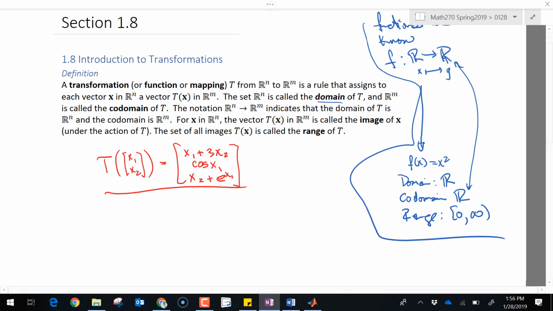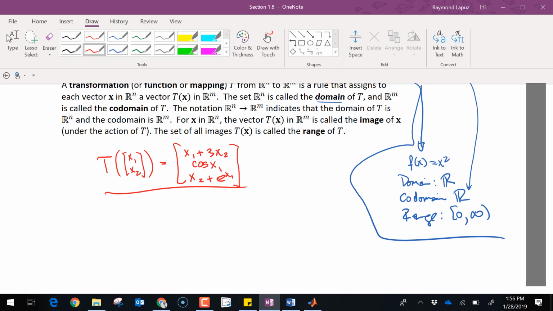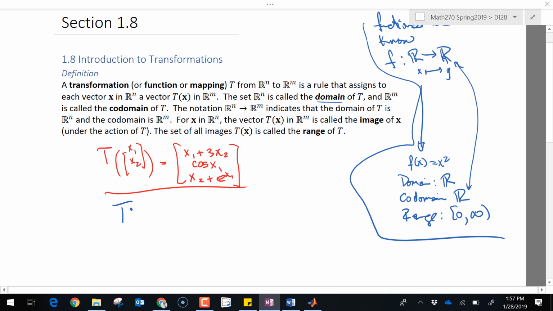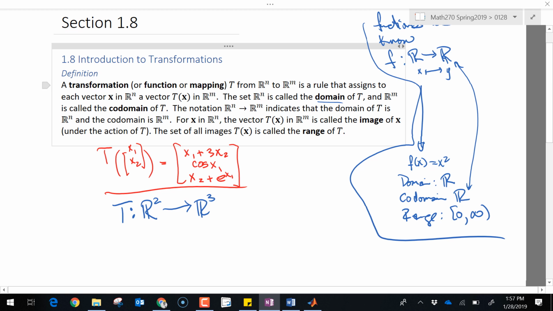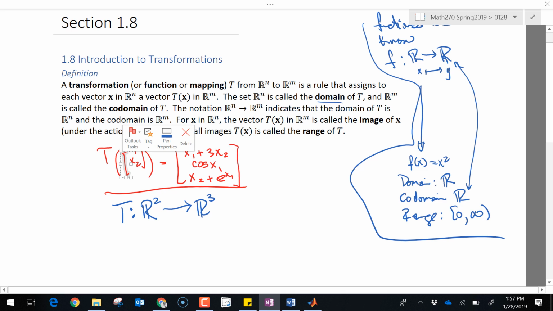Let's see if we can break this down. T is a transformation that takes vectors in R2 and then sends it to vectors in R3. I don't know what happened to my x1, x2 here. Oh well.